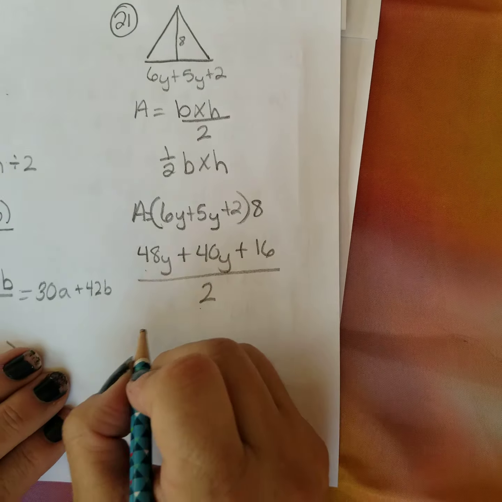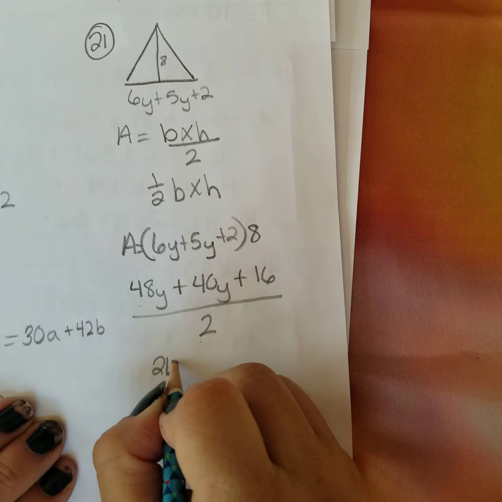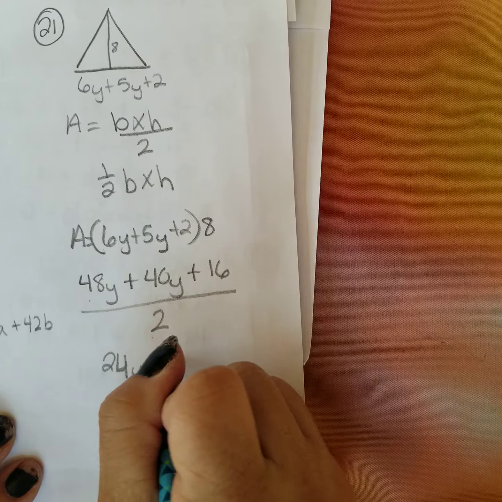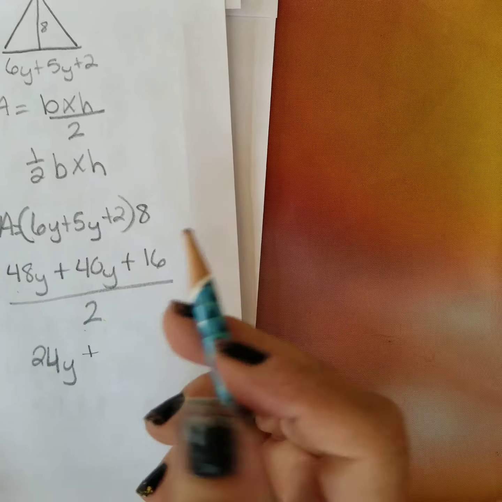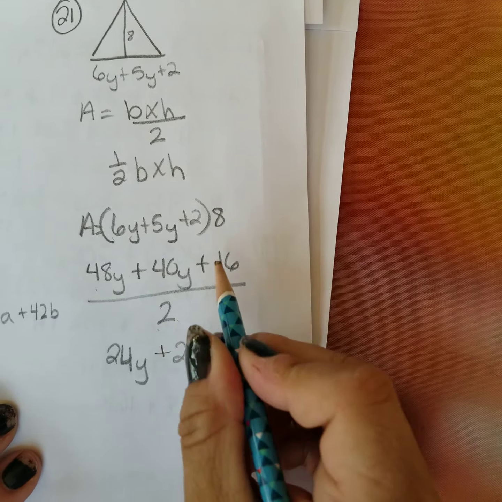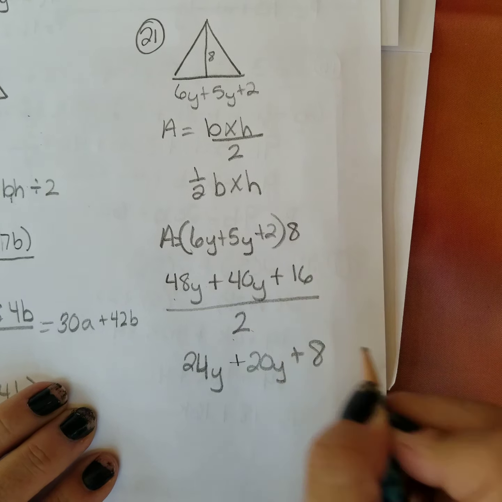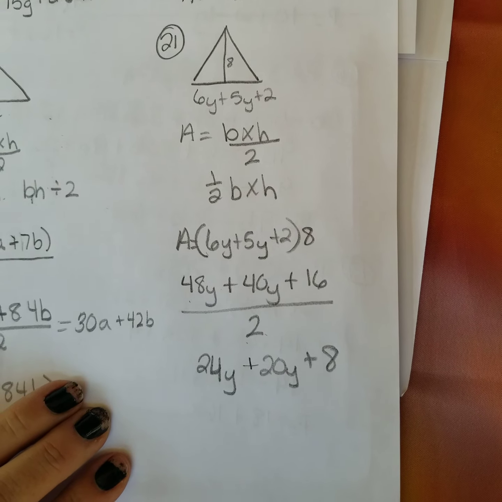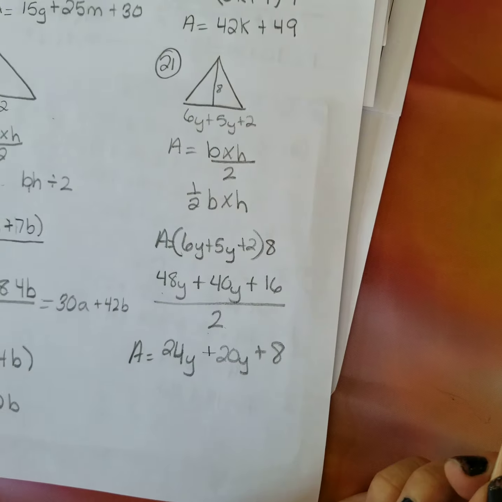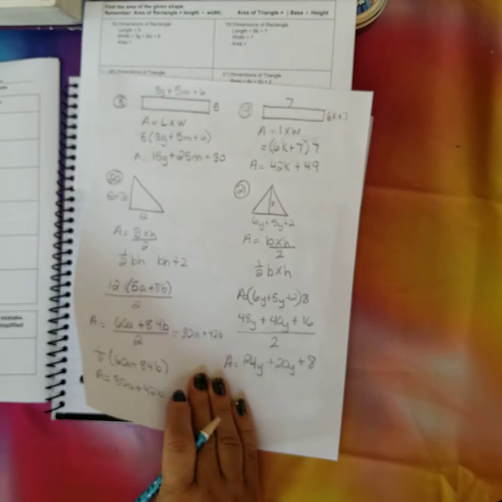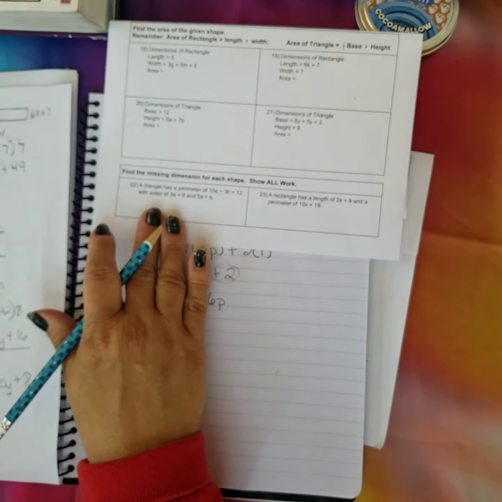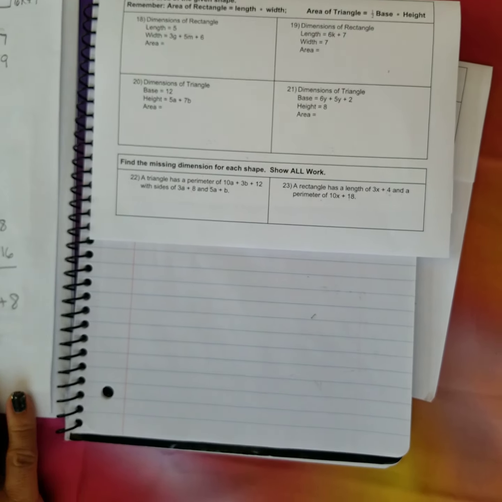48 divided by 2 is 24y plus 40 divided by 2, 20y plus 16 divided by 2, 8. Okay? That's your area of your triangle. All right. The last two, 22 and 23.